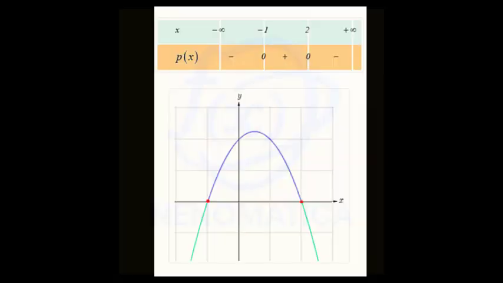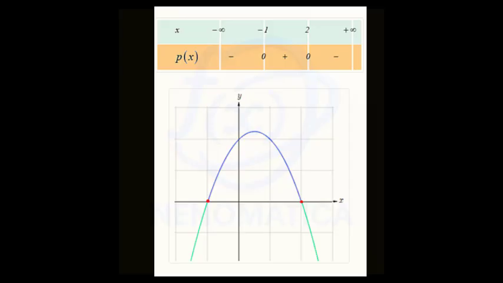Step 2. Make a number line to reason about the sign. Mark the critical points at x equals negative 1 and x equals 2. Because the leading coefficient is negative, the parabola opens down, so the sign is negative outside the roots and positive between the roots.